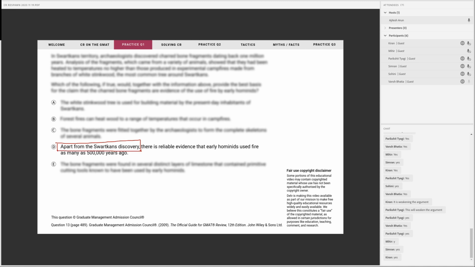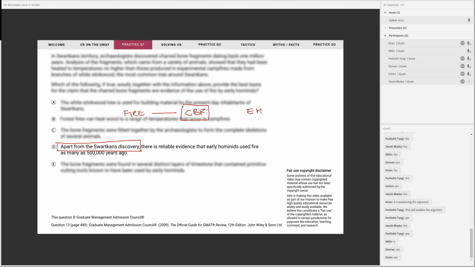Now, what was our task? Our task was to show that the charred bone fragments, so visualize it like this. Our task was to show that early hominids used fire, but we had to use charred bone fragments to show that they used fire. We know that charred bone fragments are indicative of fire usage, and we had to go through charred bone fragments to fire to early hominids. Option D says apart from the Swartkans discovery, but what was the Swartkans discovery? The charred bone fragments, that's what the Swartkans discovery was.